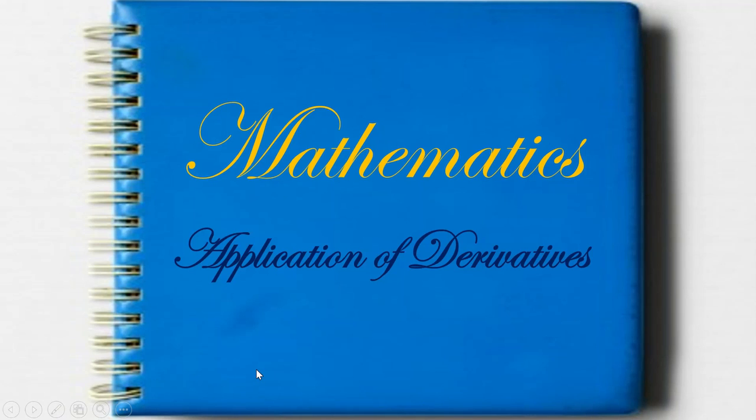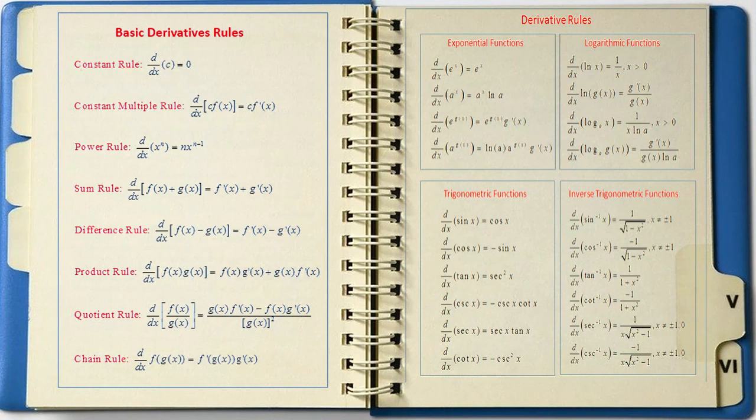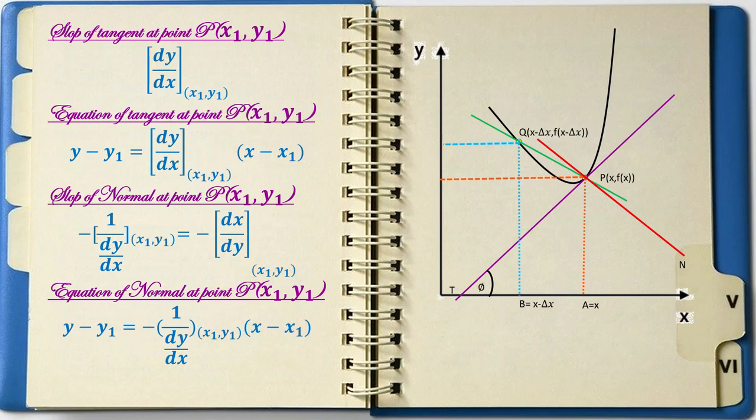Welcome students. So let's solve some problems from tangent and normal. But before that, just recall the basic rules of derivatives and derivative of some particular functions. Remember all these functions, derivative of these functions, that is exponential functions, log functions, trigonometric functions, inverse trigonometric functions, and the slope of the tangent at a certain point, equation of the tangent at a certain point, and slope of normal and the equation of the normal that we already learned in our previous class.